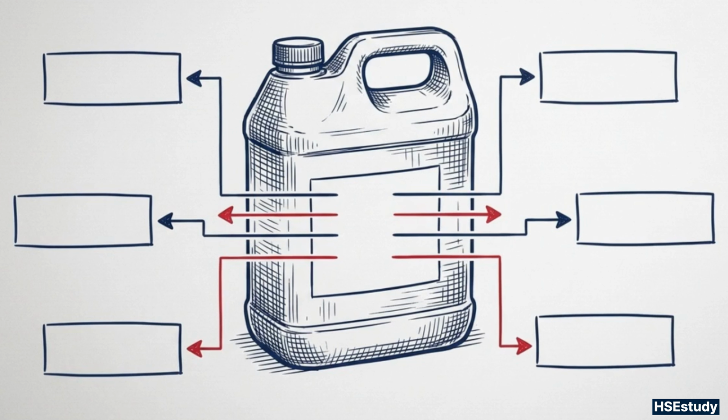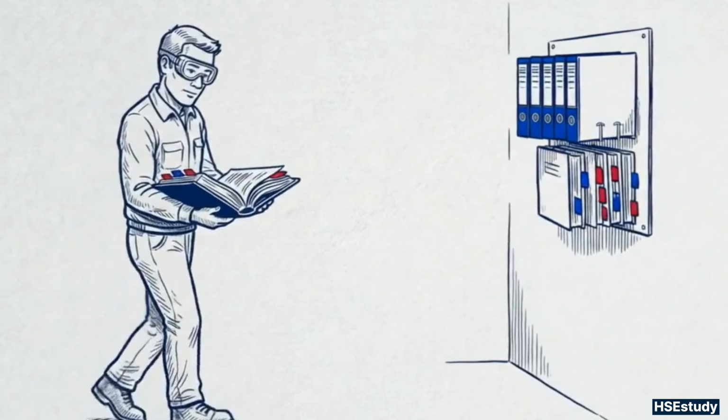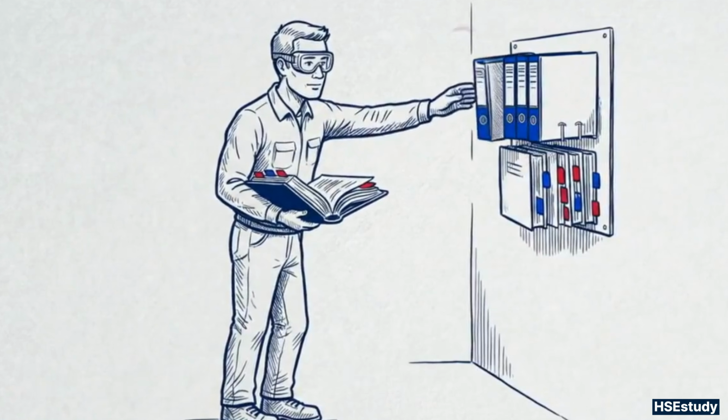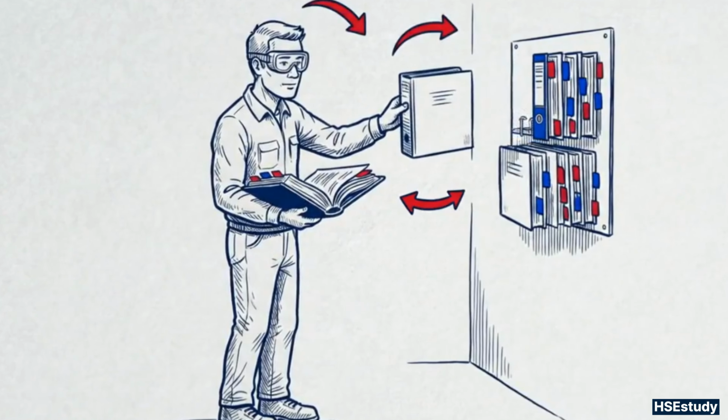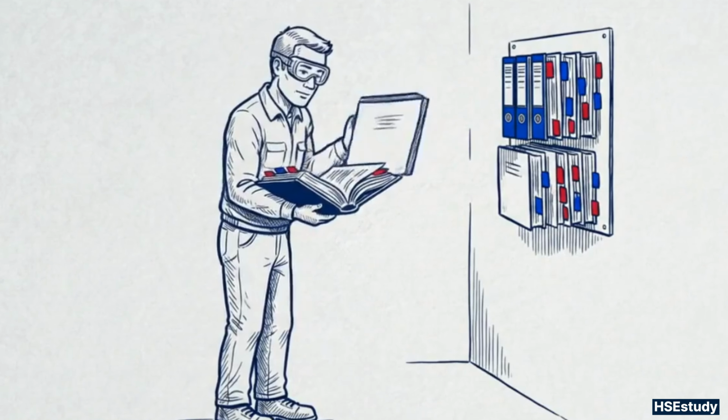Pillar 3 covers GHS standardized labels. Every shipped and secondary container requires a product identifier, signal word, hazard statements, pictograms, precautionary statements, and supplier info. Pillar 4 is the safety data sheet library. Workers need immediate access to the 16-section GHS format for every chemical in their area.